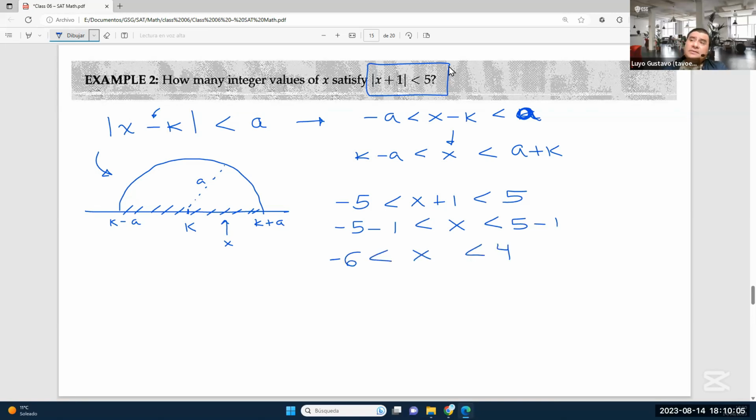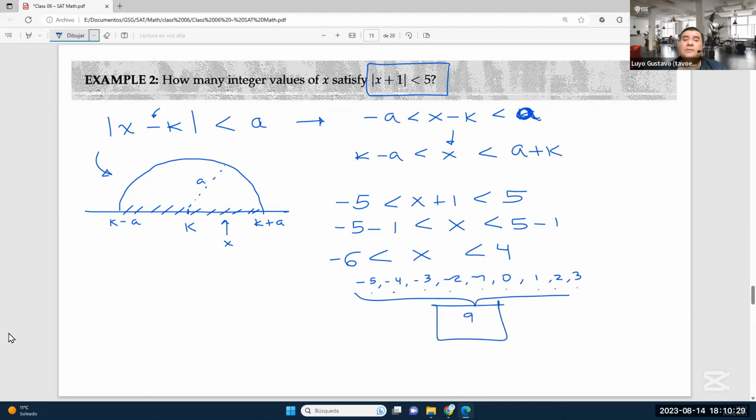How many integers exist in this range? Okay, negative 5, negative 4, negative 3, negative 2, negative 1, 0, 1, 2, and 3. Totally 9. So this is the answer to the question. Okay, good answer, Luciana. Let's try more examples.